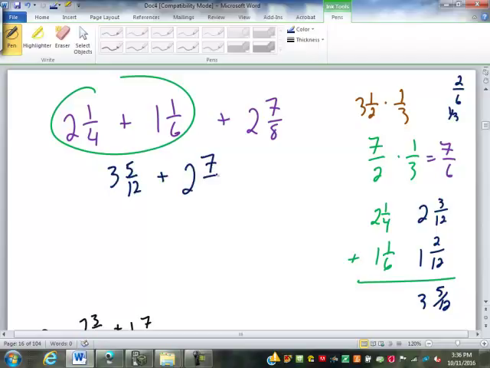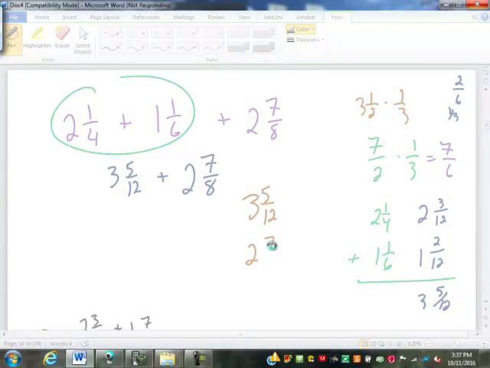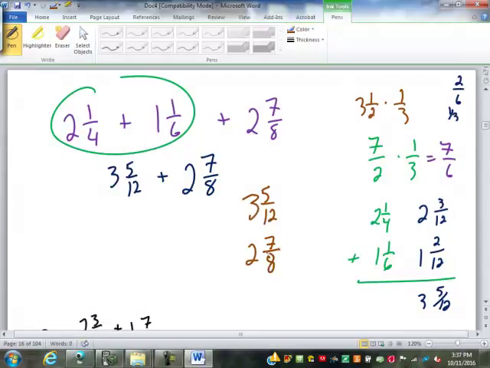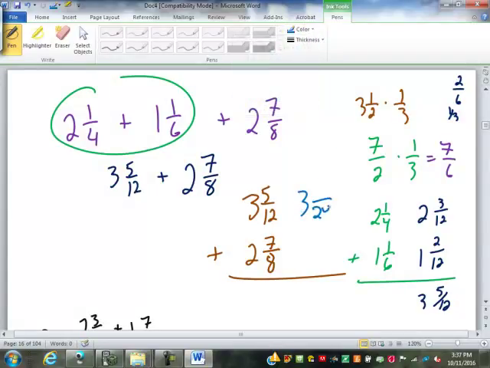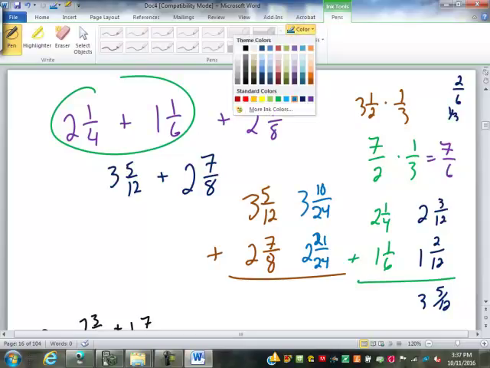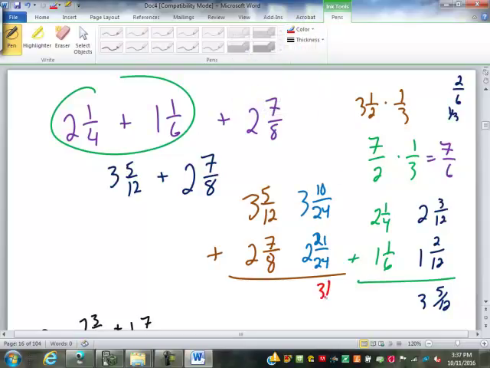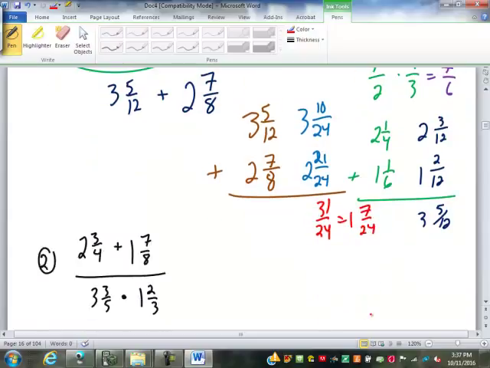Plus 2 and 7/8. So we're just going to add those. 3 and 5/12 plus 2 and 7/8. Common denominator now is going to be 24. This is going to be 10, and this will be 21. Adding 10 and 21 make 31/24ths, which is 1 7/24ths. We keep the 7/24ths. Carry the 1. 1 and 3 is 4, plus 2 is 6.